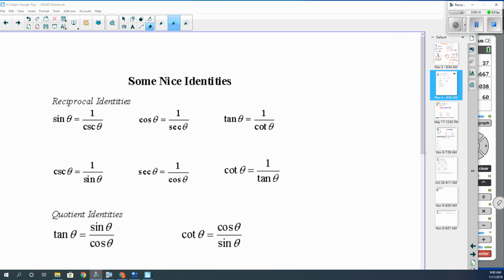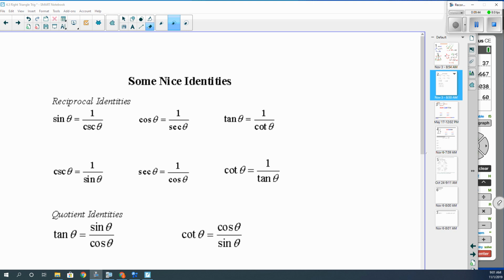Okay, now this page, these are some identities that you're eventually going to get really familiar with if you don't know them yet. Did you guys see any of this at all last year in secondary math too? Yeah, okay. So these first ones, the reciprocal identities: sine of an angle is just 1 over cosecant of an angle. They're just reciprocals. A lot of calculators don't have buttons for cosecant, secant, and cotangent.